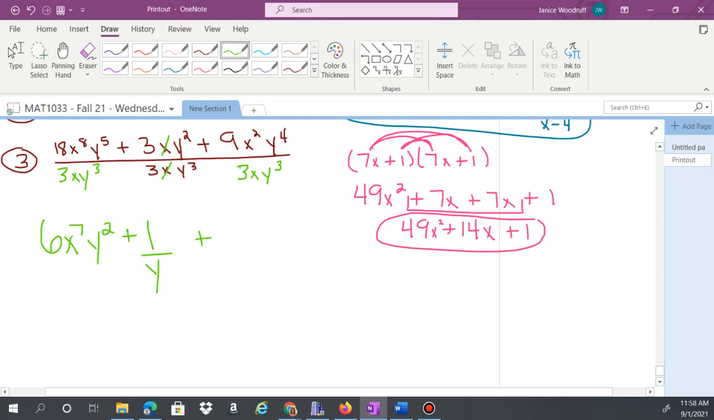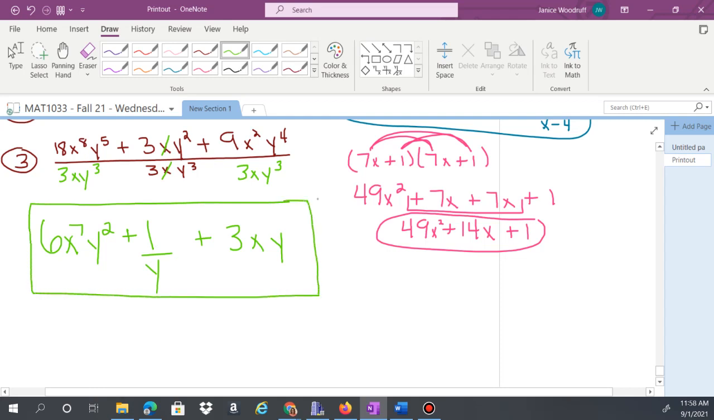Then my next term, 9 divided by 3 is 3. Then I go x to the 2 minus 1 will give me 1. I don't need to write the 1. And then 4 minus 3 on the y will be 1 again, so I don't need to write that. So here is my answer. 6x to the 7th y squared plus 1 over y plus 3xy.